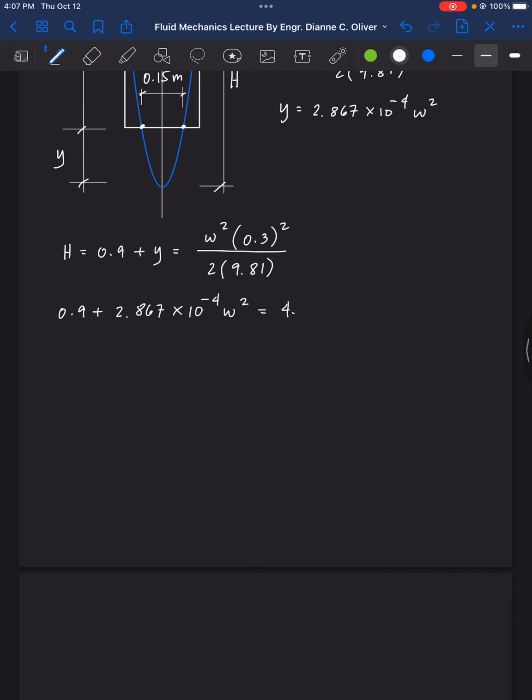So 4.587 times 10 raised to negative 3 omega squared. So what is the value for omega now? It is equal to the square root of 0.9 all over 4.587 times 10 raised to negative 3 minus 2.867 times 10 raised to negative 4.